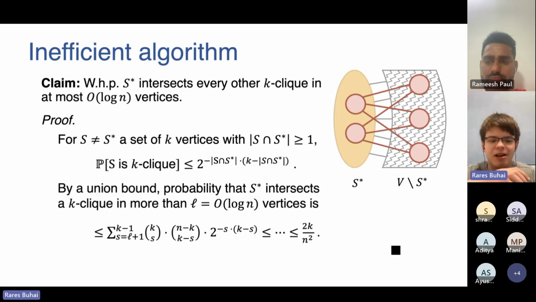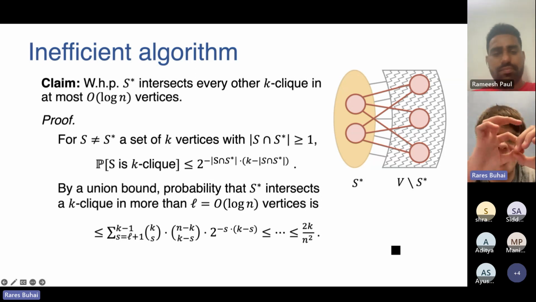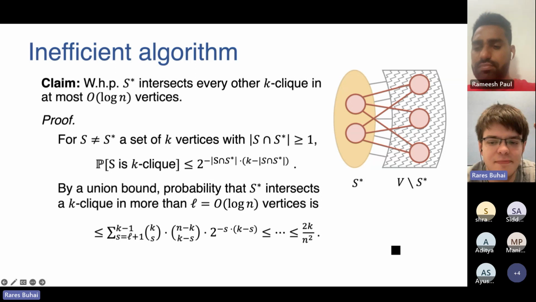Well, there are K choose S ways to choose the vertices in S star, and then N minus K choose K minus S ways to choose the vertices outside S star. And for each such set of K vertices, the probability that it's actually a clique is bounded by what I said above. It's bounded by 2 to the minus S times K minus S, where S is the intersection. So if you actually carry out this union bound, you get that this is bounded by 2K over N squared, which is very, very small. So the probability of a bad event is small. So with high probability, S star intersects every other K clique in at most log n vertices.